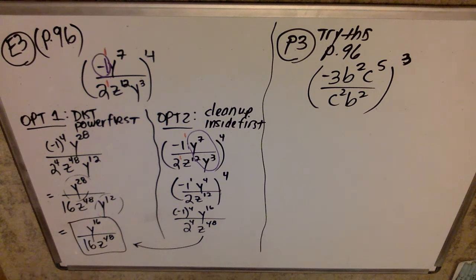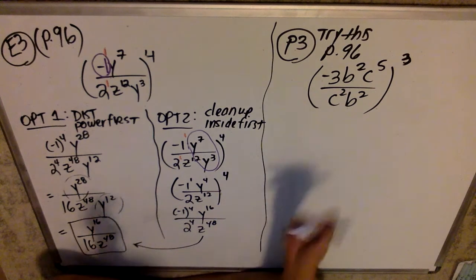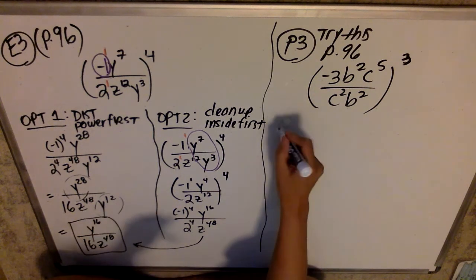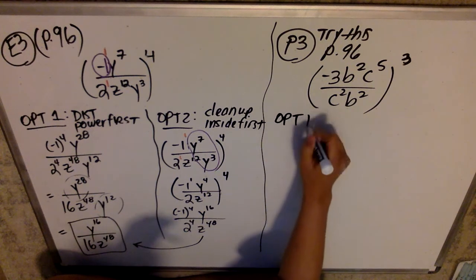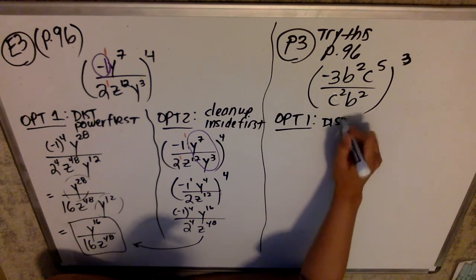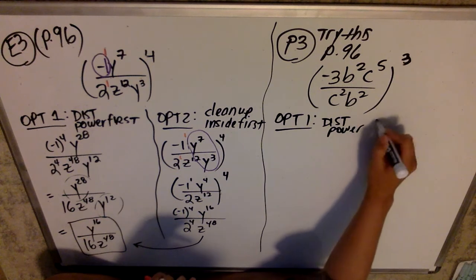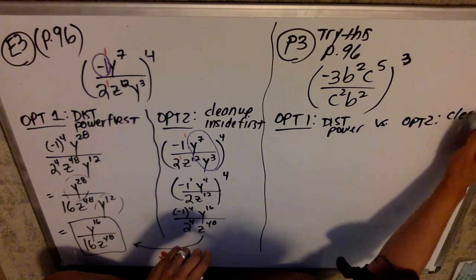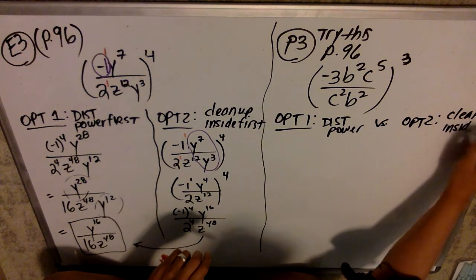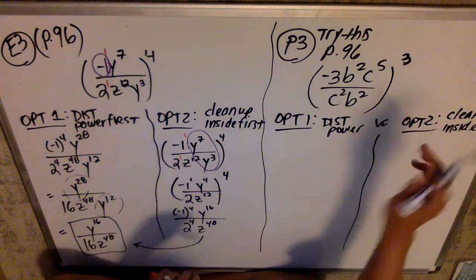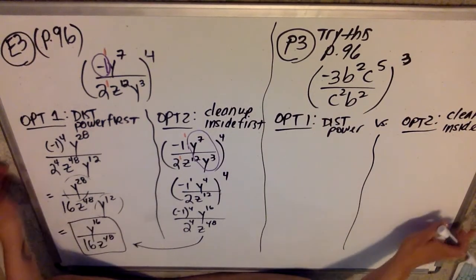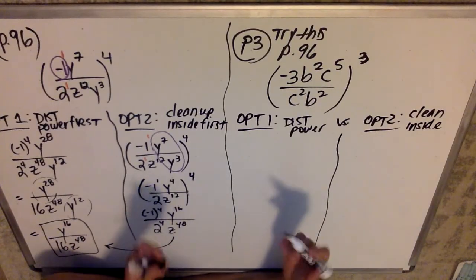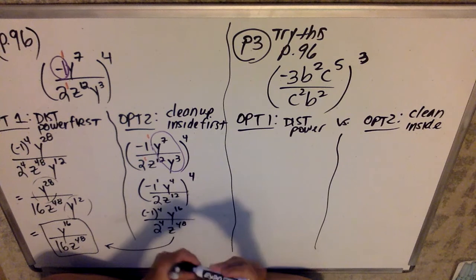So try P3. You can go ahead and pause me. I'm going to walk right through. Again, I'm not going to suggest you do it in both options, but I am going to show you both options, right? So I'm going to show you option 1, where you distribute the power, versus I'm going to show you option 2, where you clean up the inside. Are you going to clean the inside first, okay? Again, I don't care which one you pick, right? I'm just trying to show you that there are two options, okay? And again, the more complicated problems get, the more options there will be.